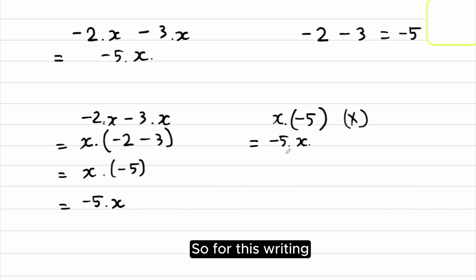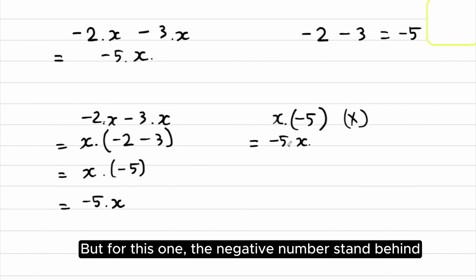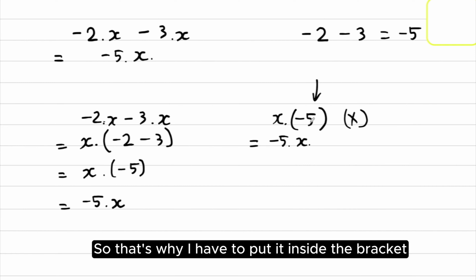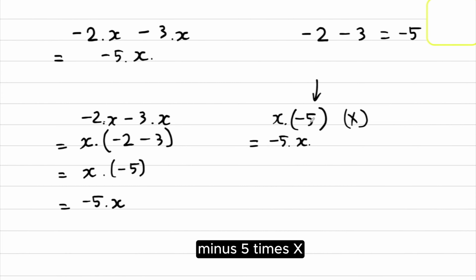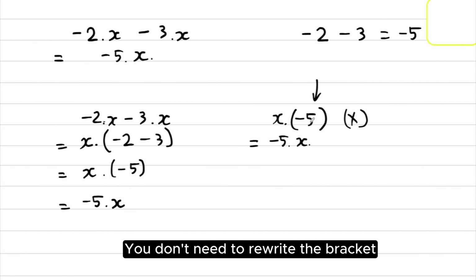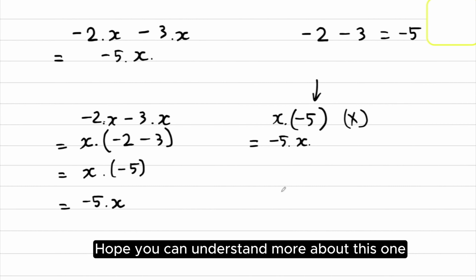So for this writing, I don't need to rewrite the bracket anymore, but for this one, the negative number stands behind, so that's why I have to put it inside the bracket. For the second writing, minus 5 times x, you don't need to rewrite the bracket. Hope you can understand more about this one.